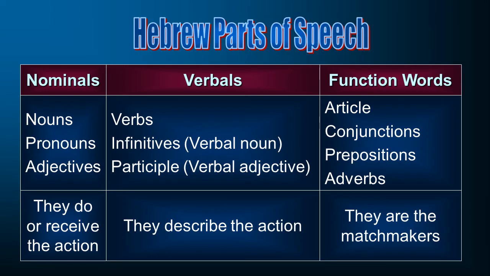And then finally, we have the function words: article, conjunctions, prepositions, adverbs. These are the connecting links. These are the matchmakers that connect nouns to other nouns, nouns to verbs, and so on.